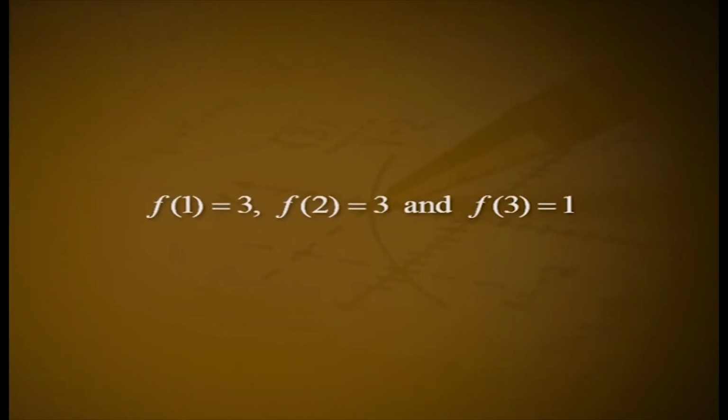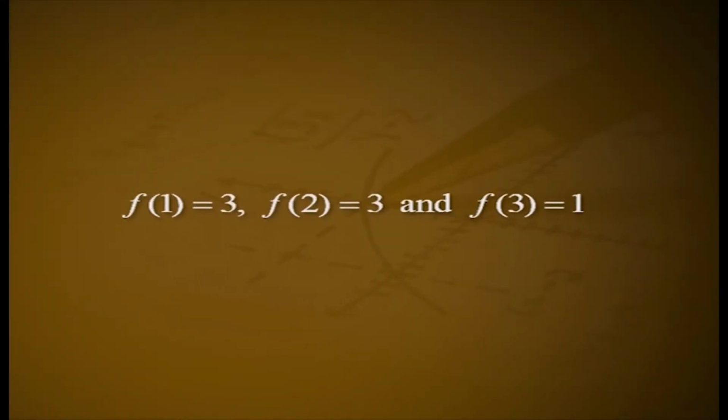Here f of 1 is equal to 3, f of 2 is equal to 3 and f of 3 is equal to 1. G is not a function from A into A since 2 belongs to A is not the first coordinate of any ordered pair in G. H is not a function from A into A since 1 belongs to A appears as the first coordinate of two distinct ordered pairs (1, 3) and (1, 2) in H.